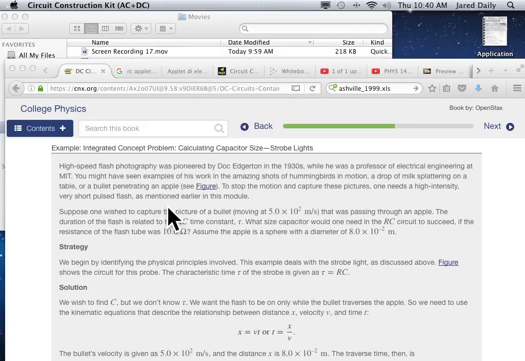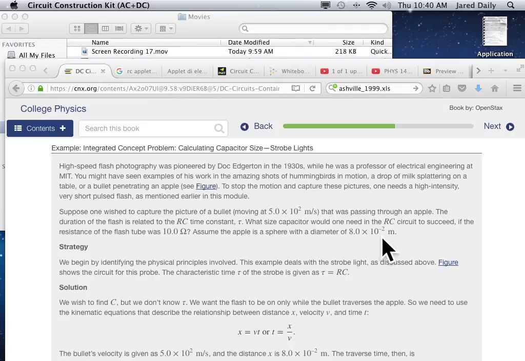Let's see, the duration of the flash has to be related to the RC time constant. The apple is a sphere with a diameter of 8 times 10 to the minus 2 meters. That means the bullet, as it moves across it, will take a certain amount of time, and we want to capture that. So how long does it take the bullet to go across the apple?